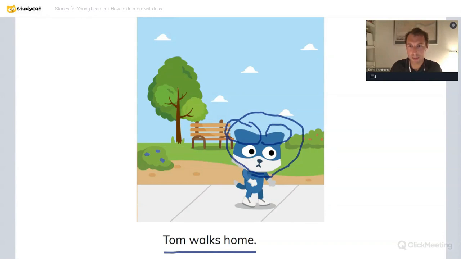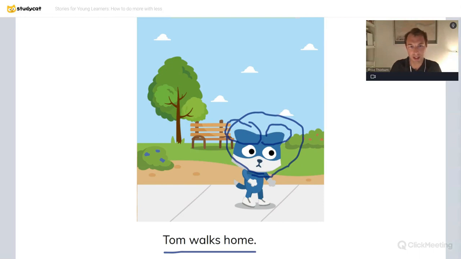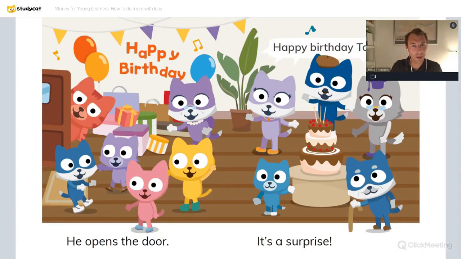And someone says, repeated language. Yes, absolutely. In this book, we've got the same words again and again. He can't find her. He wants to see, and hello. Absolutely. So Tom's walking home. What's going to happen next? He opens the door and it's a surprise. And everyone says, "Happy birthday, Tom."